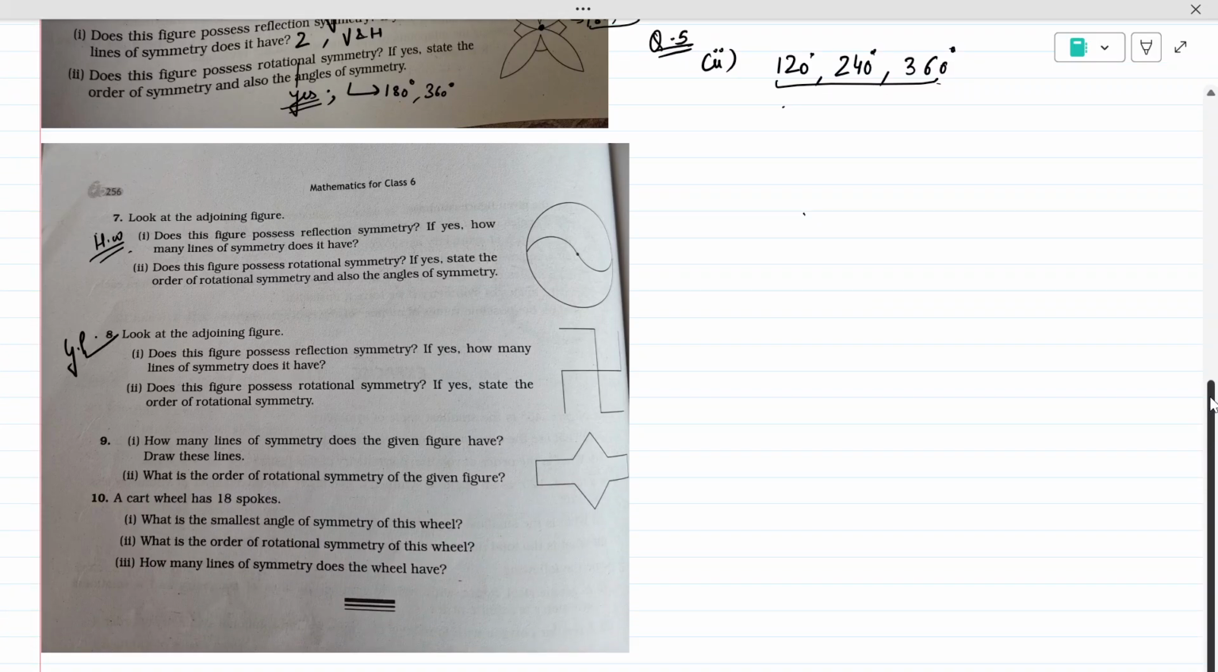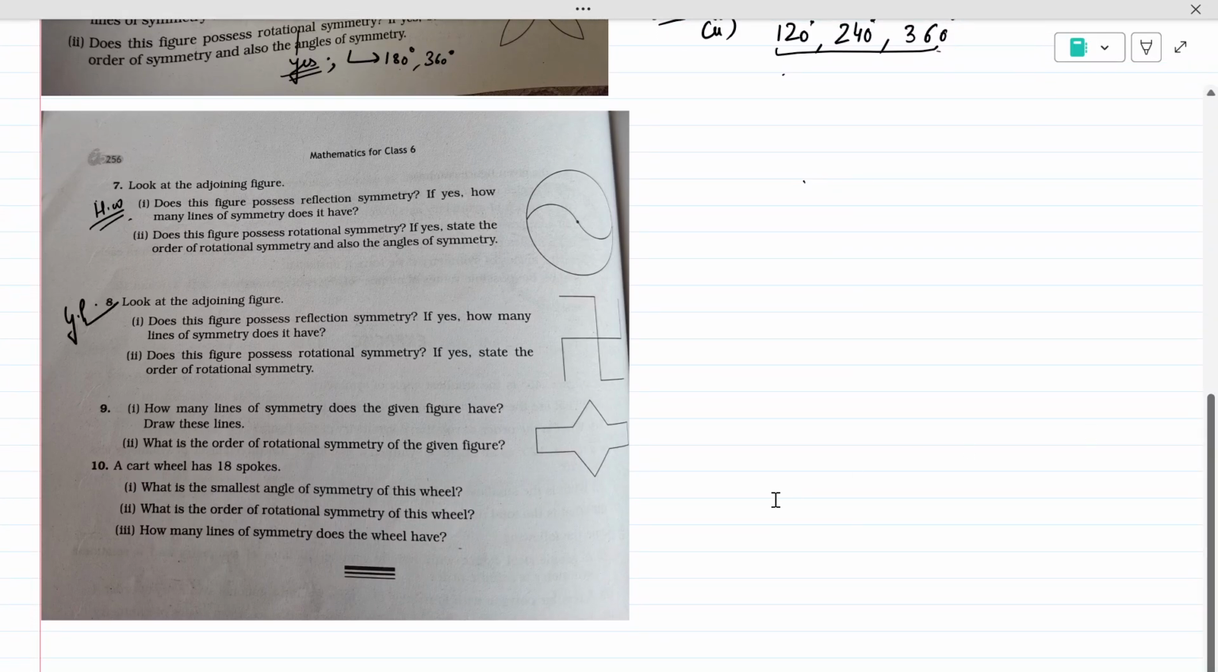Now, let's go to question number 9 here. How many lines of symmetry does the figure have? If I try to break this figure vertically, the two halves will have the reflection symmetry. So vertical is possible. Similarly, if I make a horizontal cut, again it will have the reflection symmetry. These are the two lines, and the answer here I am writing: two lines. Lines we have drawn.